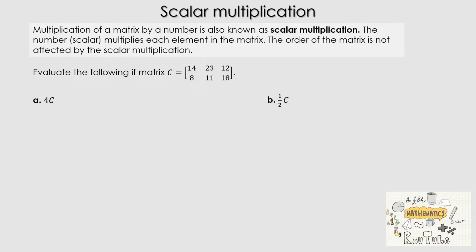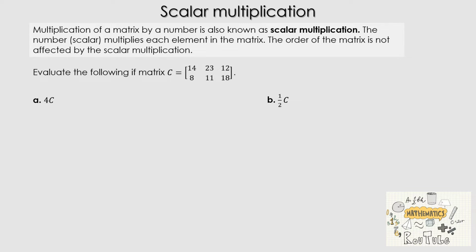The first thing we're going to look at in the video is what we call scalar multiplication. So multiplication of a matrix by a number, whether it be a whole number or a decimal or a fraction, is also known as scalar multiplication. The number, which we call a scalar, multiplies each element inside the matrix. The order of the matrix is not affected by the scalar multiplication. The only thing that changes are the values of the elements inside of the matrix.